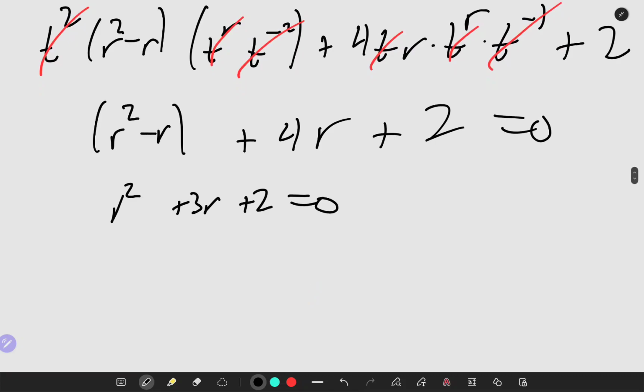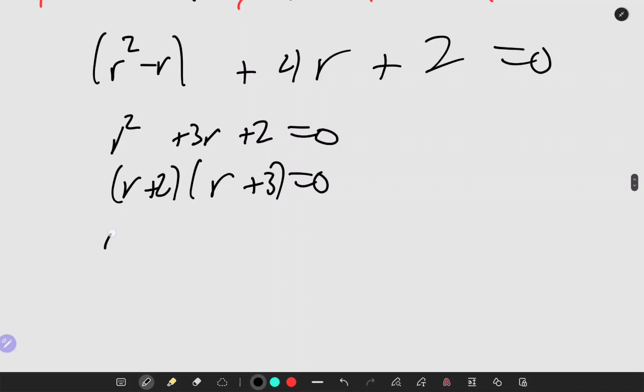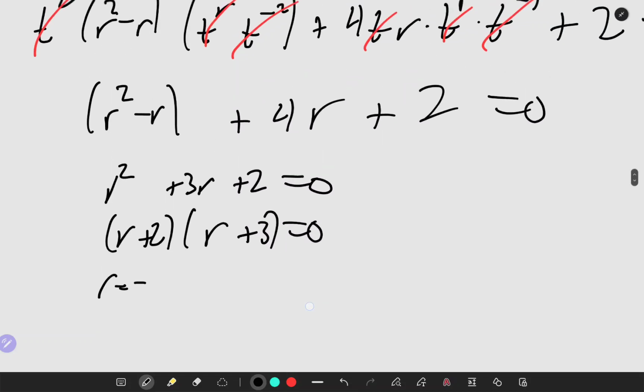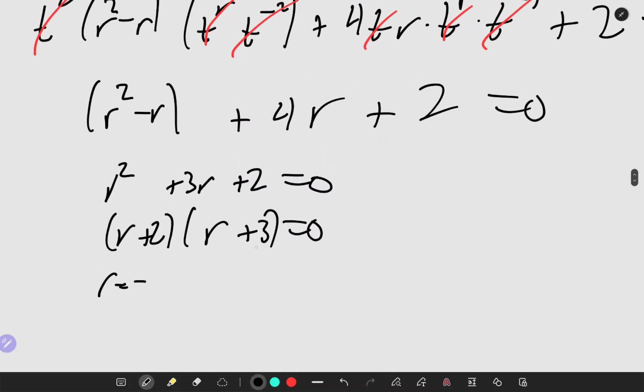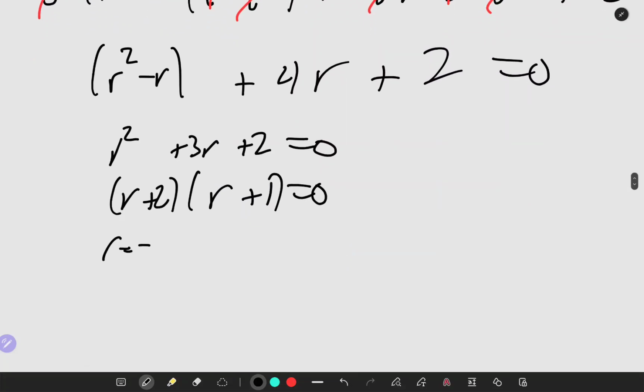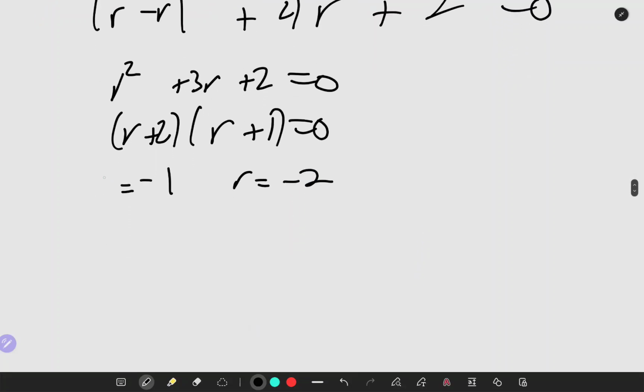This factors nicely, right? We have r plus 2 times r plus 3. So then r is equal to negative... Oh, wait a minute. No. R is equal to negative 1, and r is equal to negative 2. Doesn't matter what order. Well, I could say R1, R2.